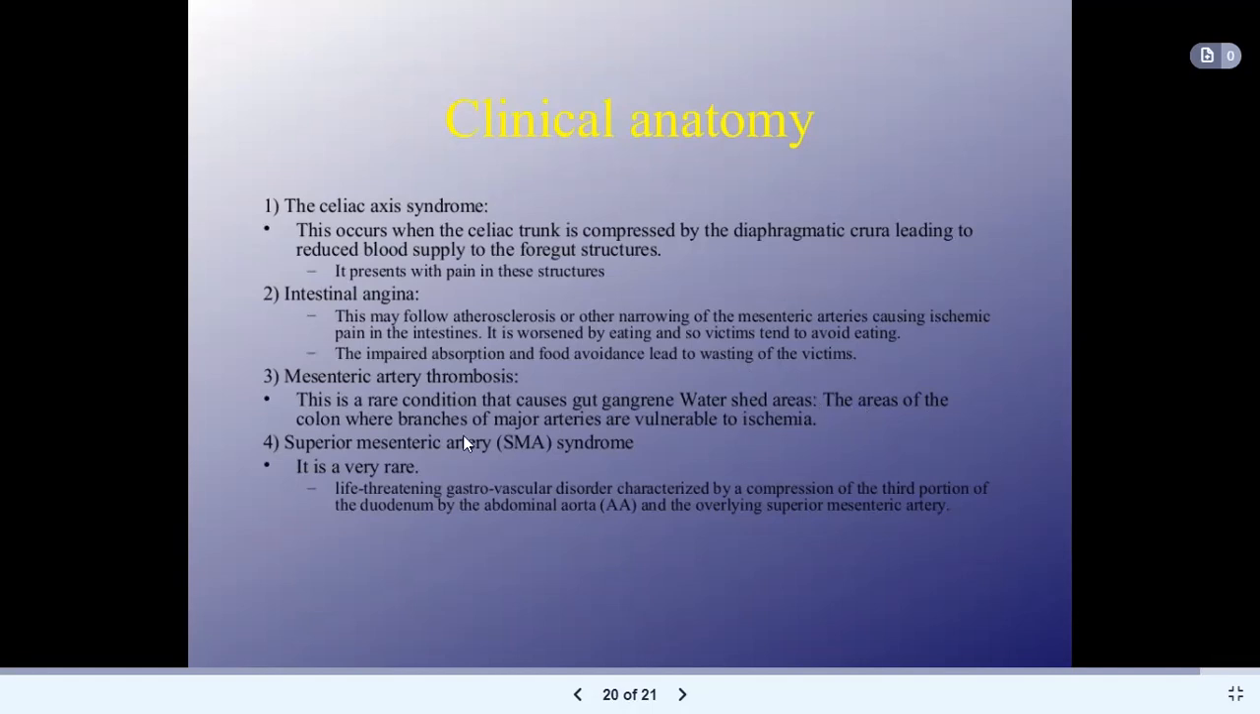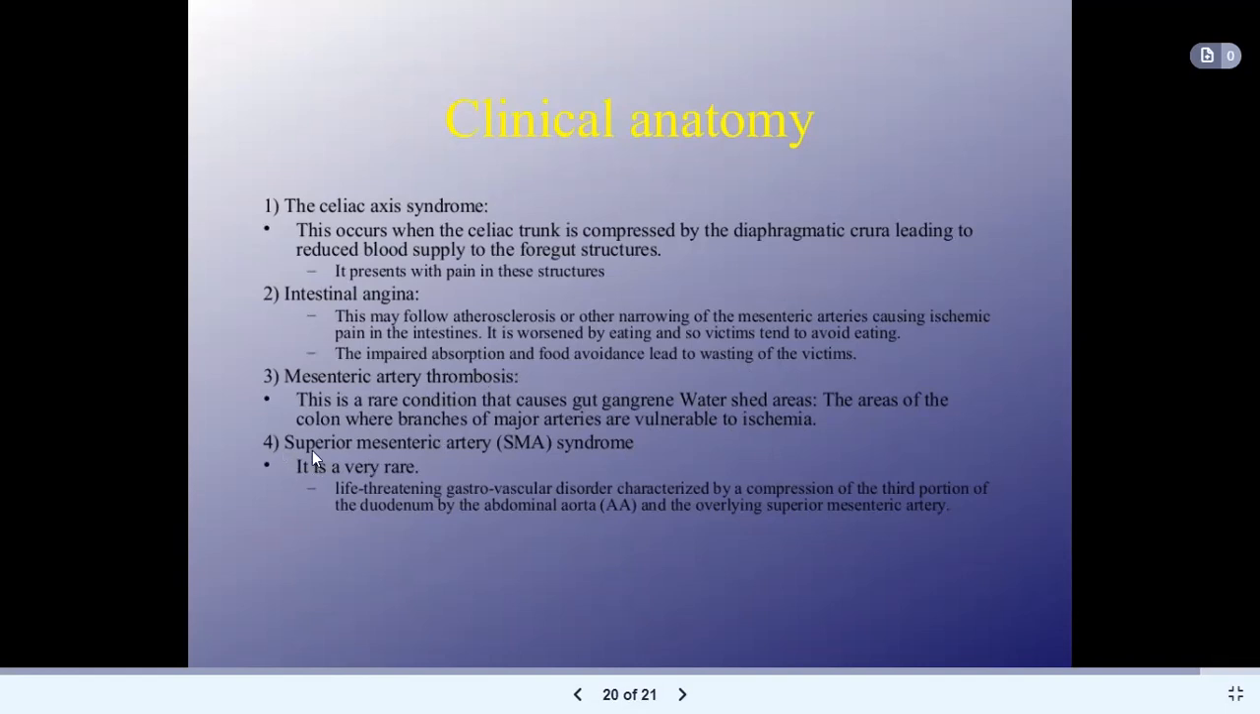So the areas of the colon where branches of major arteries are vulnerable to ischemia are called the watershed area. Those are the regions that are vulnerable to ischemia. Blood cannot get to those regions. We'll call that watershed area. So that's mesenteric artery thrombosis.